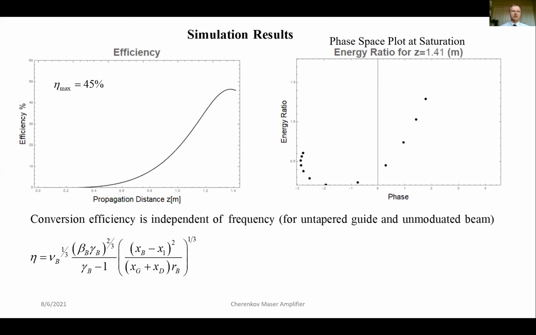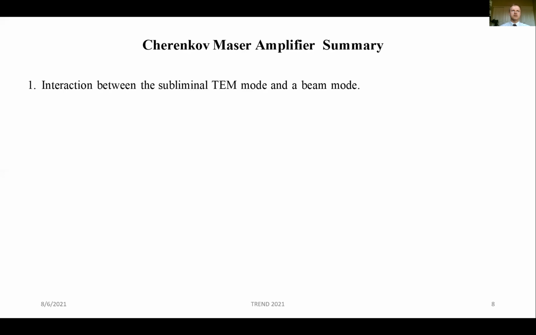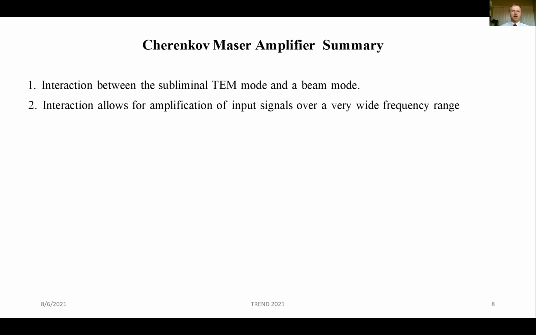We obtained an analytical estimate of the efficiency, and this agreed with the simulations. We found that conversion efficiency is independent of frequency when the waveguide is untapered and the electron beam is unmodulated. To summarize, the interaction between the subluminal TM mode and beam mode is essential to the Cherenkov-Maser amplifier. This interaction allows for the amplification of input signals over a very wide frequency range. Operating frequencies are in the gigahertz regime.